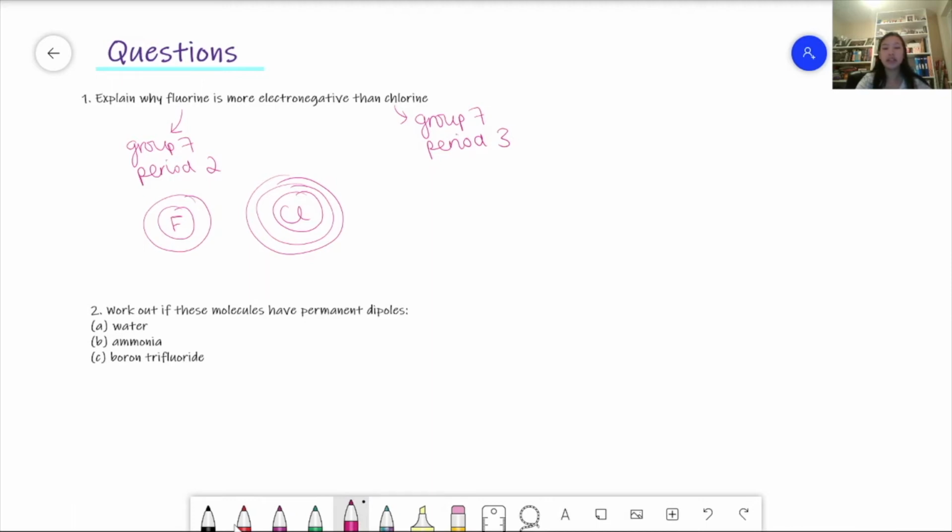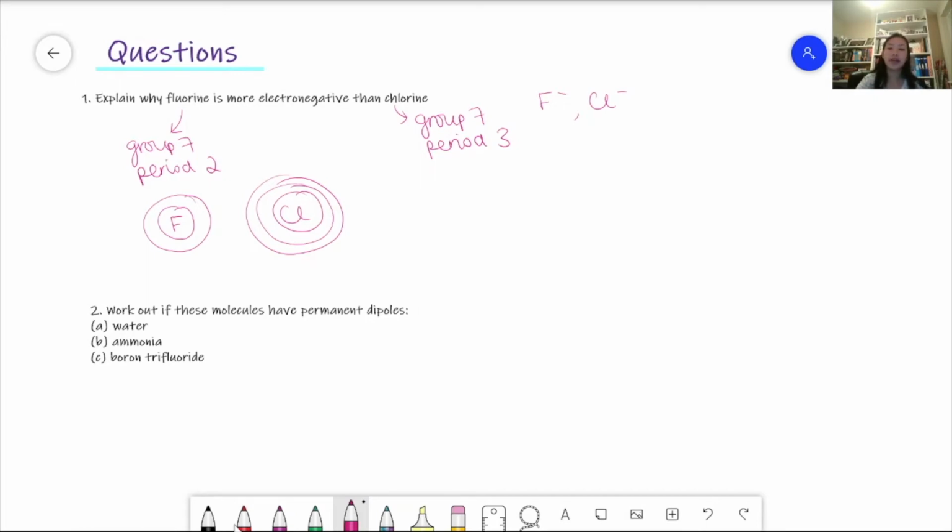And so because they both form 1- ions, so we have F- and Cl-, then we just look at the size. And because fluorine is a lot smaller, that means that the atomic radius is smaller and the bonding pair of electrons are closer to the positive nucleus. So it is more electronegative because its power to attract the pair of electrons is bigger because it's closer to the electrons, compared to chlorine, where there's more shielding and the electrons are further away.